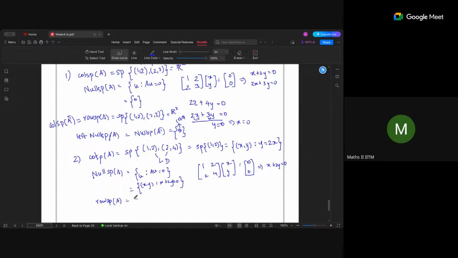So it's going to be again the span of 1, 2 only. Nothing has changed. So you will see that for the null space of A transpose, again you are going to get the same space. Nothing will change for the null space of A transpose here. So you will get a similar answer like this. You can check that. Find the null space of A transpose and verify what you are getting.